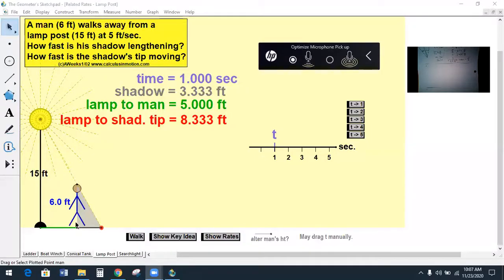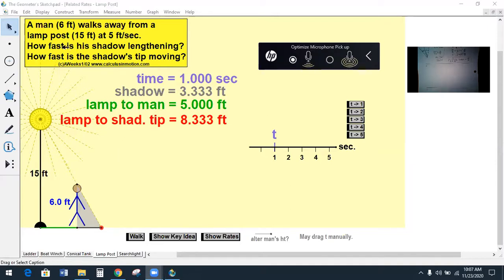Okay, so the man is 6 feet, that's constant. The lamppost is 15 feet, that's also constant. He is walking at 5 feet per second. So this green line that they have drawn in here, that is him walking away from the light. So that is changing because he is moving.